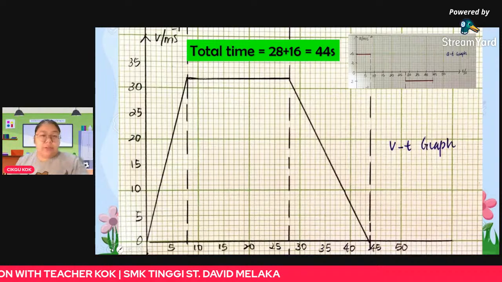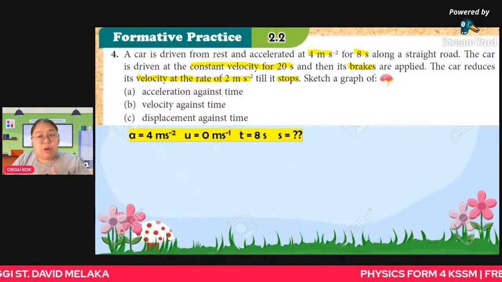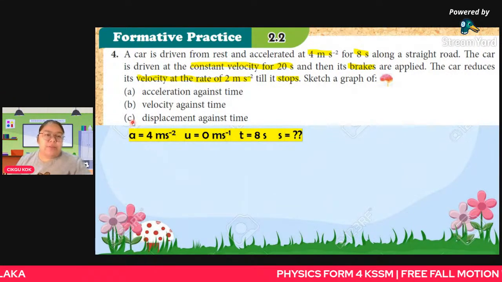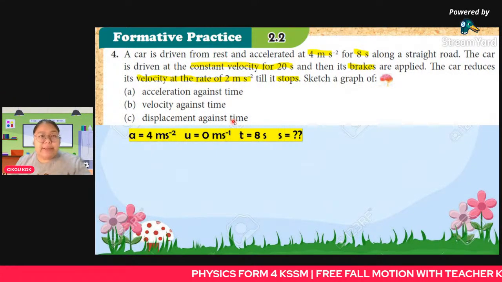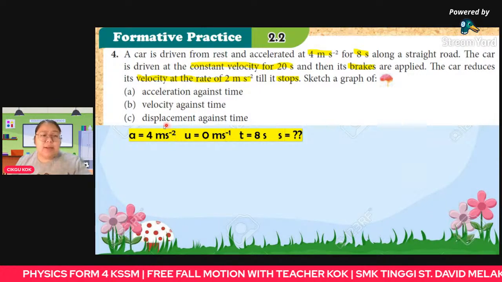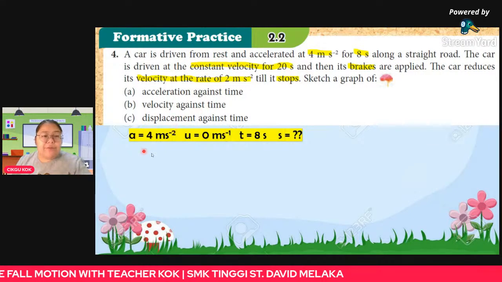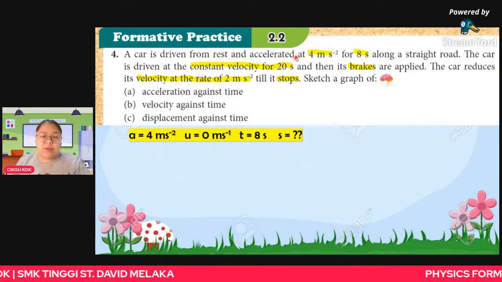Now we go to the last part. The last part is more calculation. They want displacement against the time. So let's see the info first. When starting, we go to first, second, and third. First round, the car is moving from rest with acceleration.